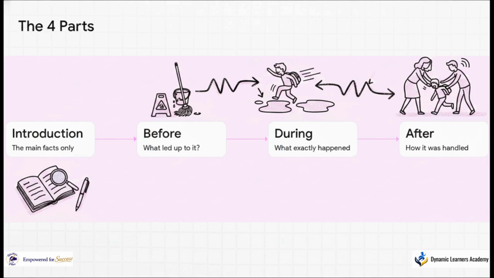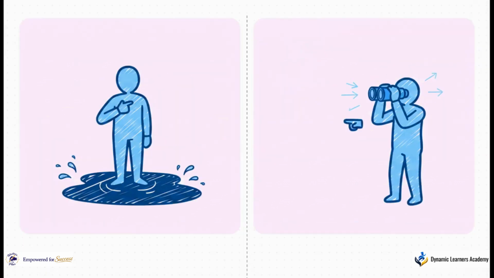Let's think about a super simple example. Imagine a student slipping on a wet floor. For the before, we'd say the floor was wet because it had just been cleaned. For the during, the student walked quickly, slipped, and fell. And for the after, the teacher helped the student and called for assistance. Simple, right?